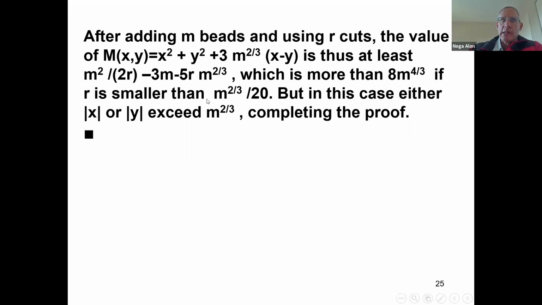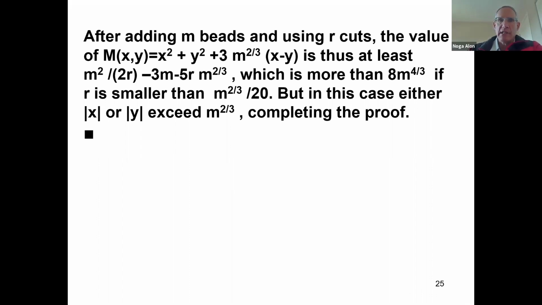If r is a small fraction of m to the 2/3, then this will tell us that the potential function is bigger than 8m to the 4/3. And this will force either x or y to be bigger than m to the 2/3. And as we said already at the beginning, once x or y are bigger than m to the 2/3, then we are done. So this is modulo some computation. This is basically how it goes.